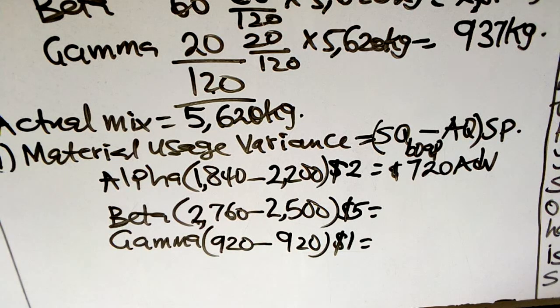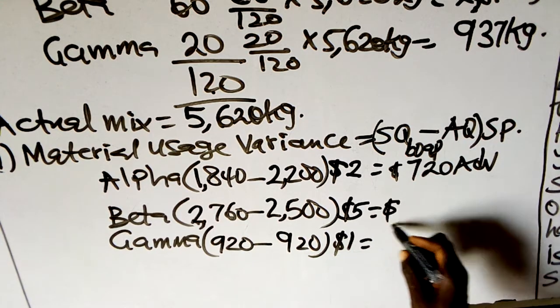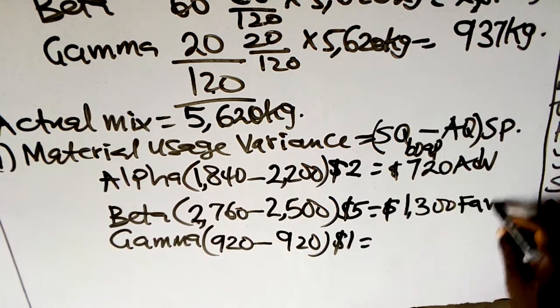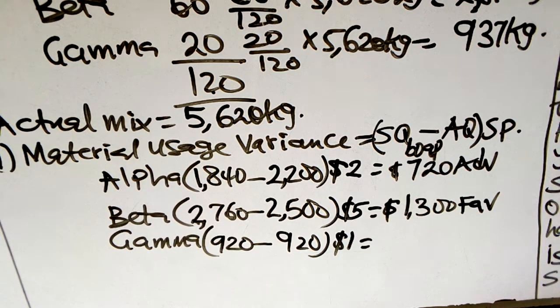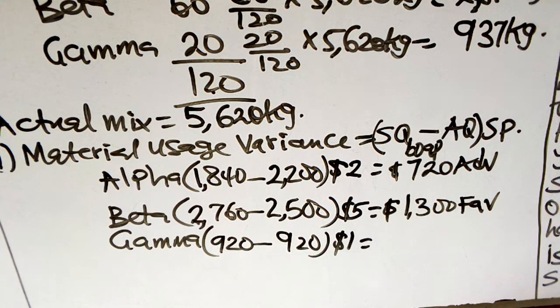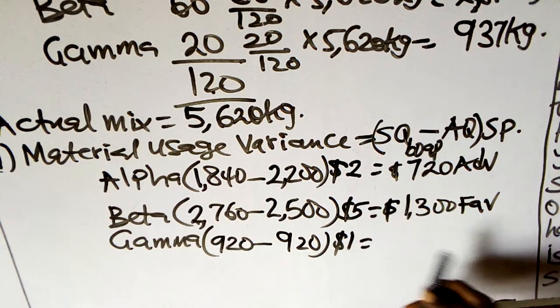Then we have 2,760 minus 2,500 multiplied by $5. Then we have 1,300 favorable. Then we also have 920 kg minus 920 kg. That will give us 0 kg. 0 kg multiplied by $1.